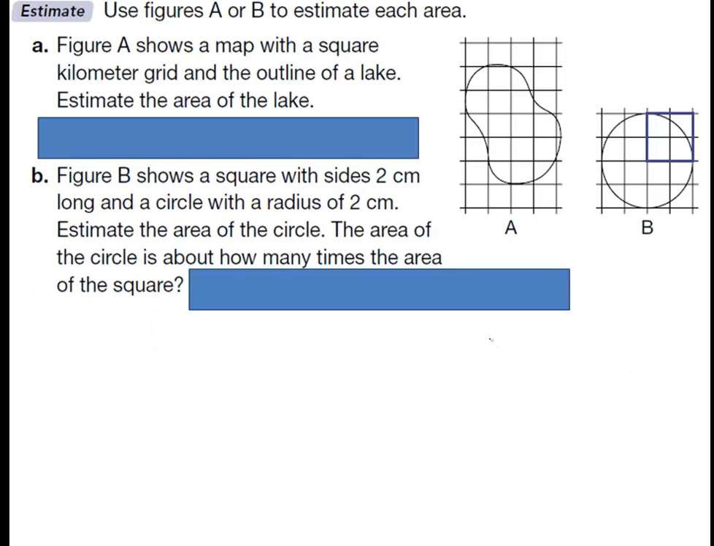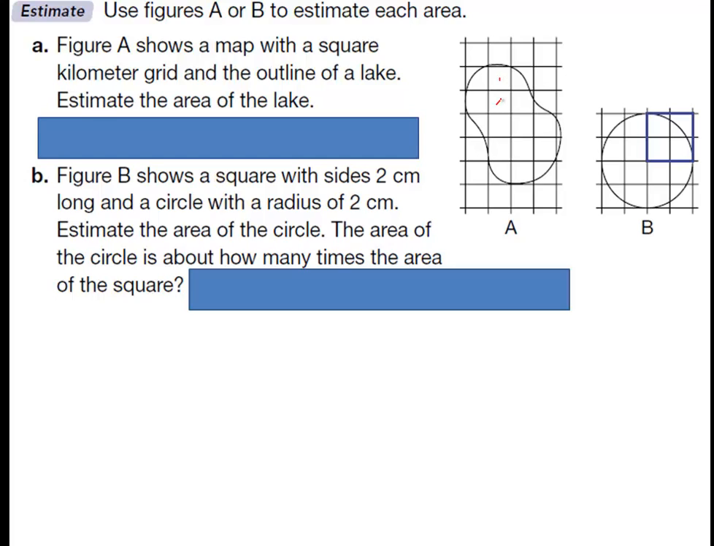Now let's practice a couple of these, because it's not super hard, so we don't have to do a lot of this. Let's look at Figure A. It shows a map with a square kilometer grid and the outline of a lake. Estimate the area of the lake. So let's go ahead and do that. First thing, you do it yourself, and then I'll walk through it and see if we can come up with the same thing. Okay, I'm going to look at A here. I'm going to find all of my whole squares.